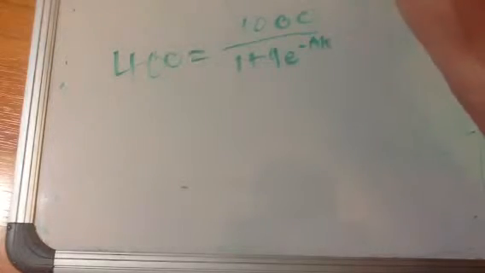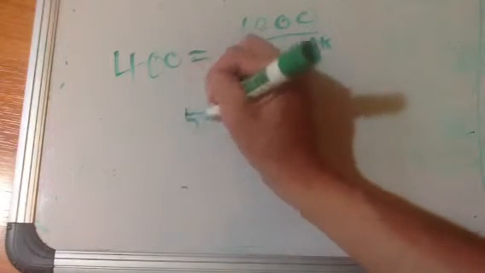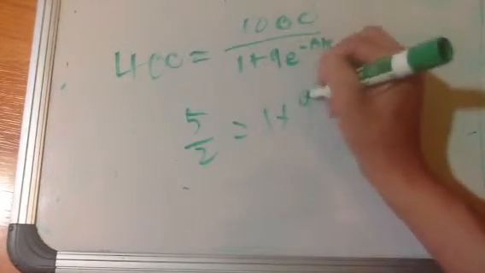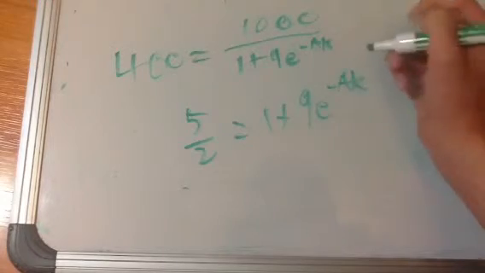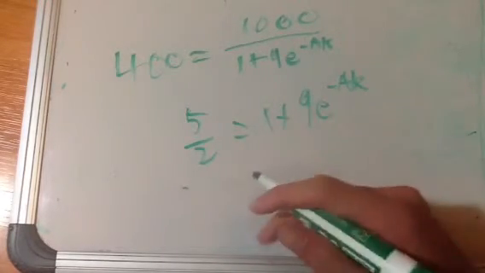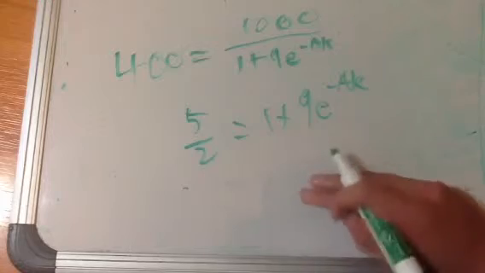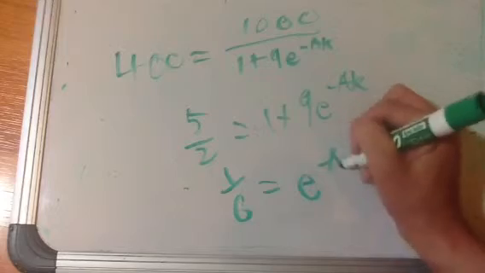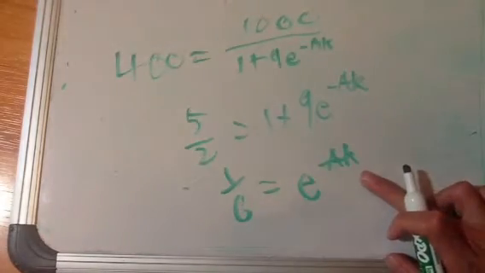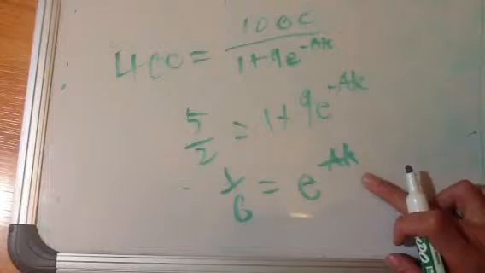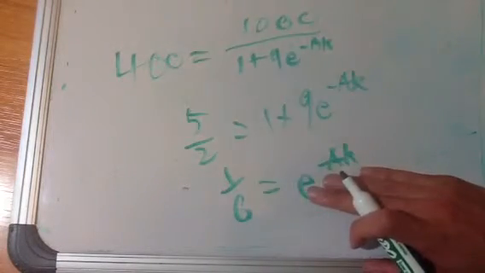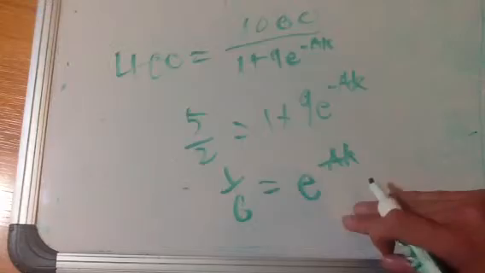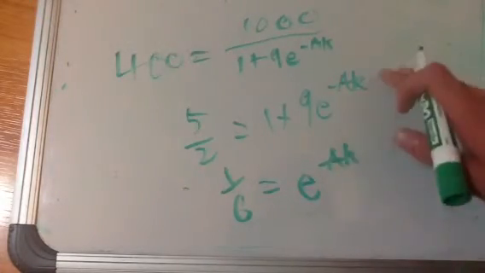if we divide both sides by 1,000 and then take the reciprocal of both sides, we get 5 halves equals 1 plus 9e to the negative ak. We subtract 1 from both sides and divide by 9. That's 3 halves divided by 9, which is 1/6. And we get 1/6 equals e to the negative ak. We could solve for k here by taking the natural log of both sides and dividing by negative a, but we're just going to leave it this way because this expression actually appears in the original equation for logistic growth.